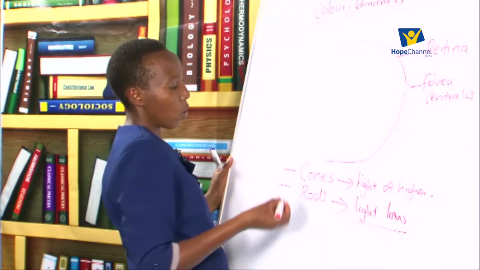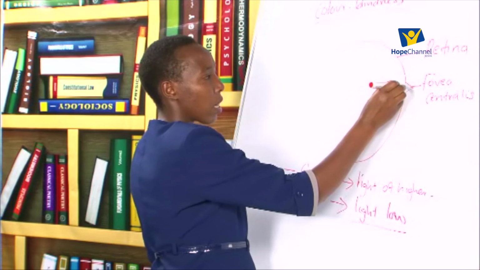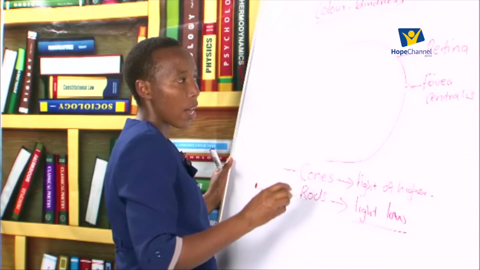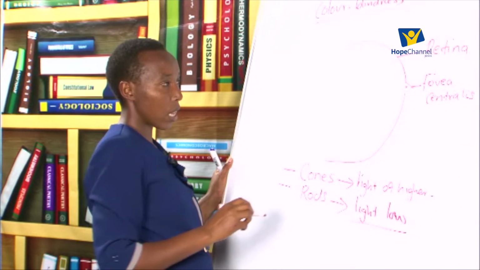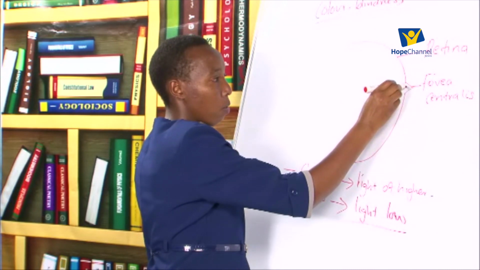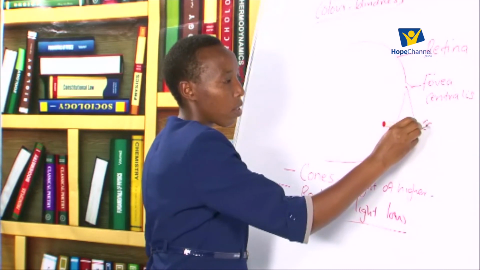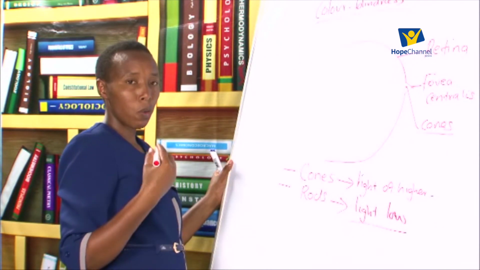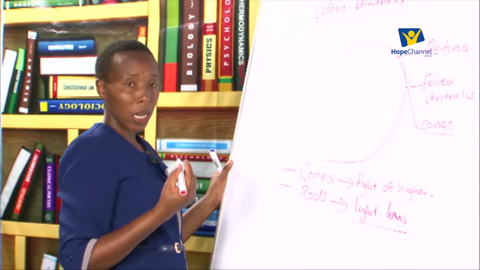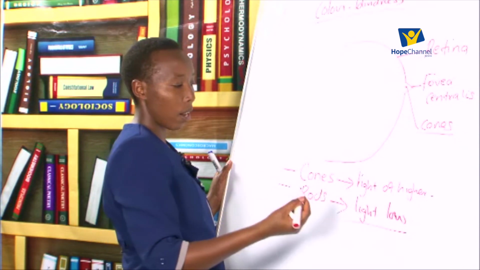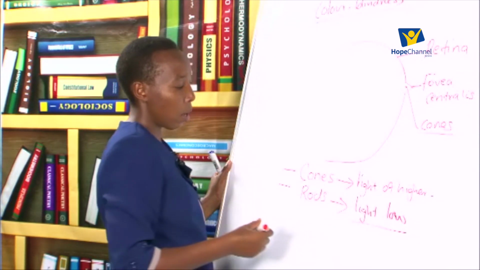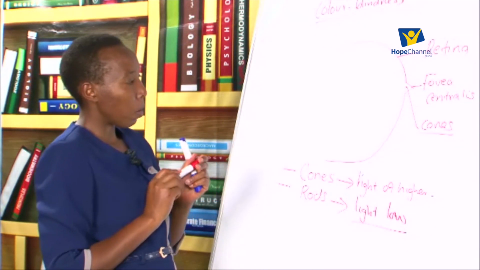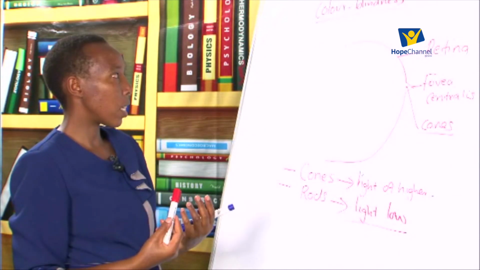Now, why? At this point here, there is a higher concentration of cones. There is a higher concentration of cones at the fovea centralis. We have more cones than rods, and that's why we are able to perceive clearly where we have light of higher intensity. But my question is, remember we are learning about inheritance.